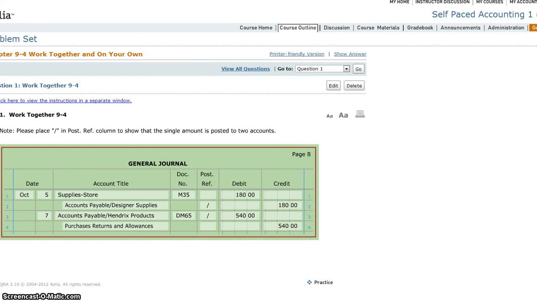So big reminder is that whenever you buy something on account that is supplies, it goes in the general journal. When you write down accounts payable or accounts receivable, and there's this slash right here, you have to put the slash as well in the post-reference column, and you'll see why in the next chapter. Whenever we return something, we prepare a debit memorandum, and we debit the accounts payable account because we're returning it. And we use Purchases, Returns, and Allowances, which always has a credit balance, because it makes Purchases, which has a normal debit balance, go down.